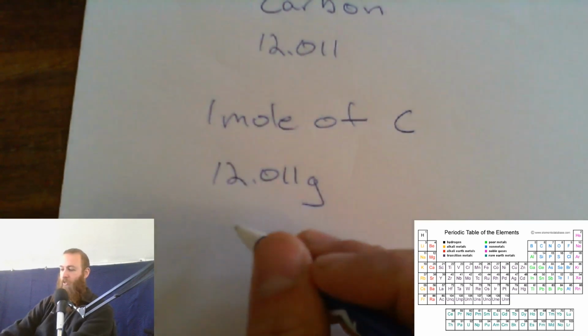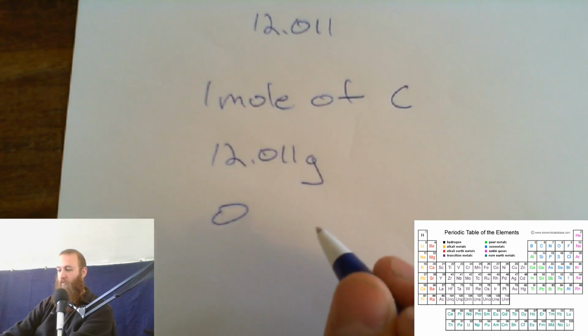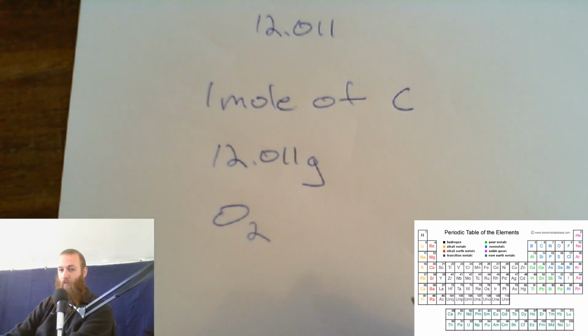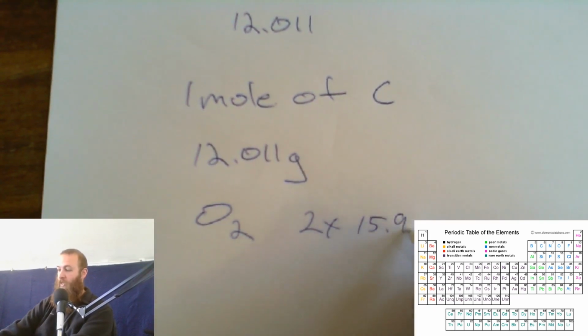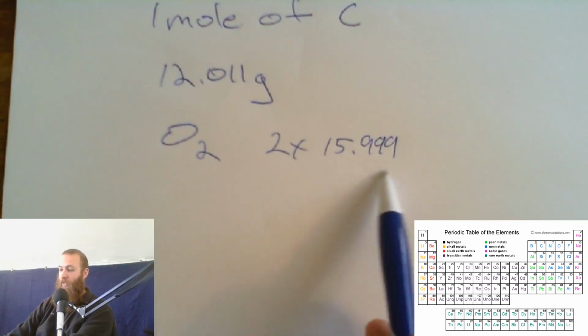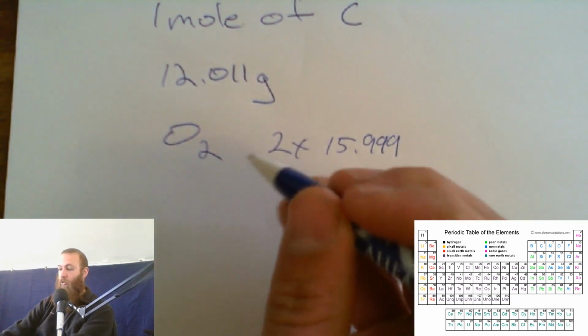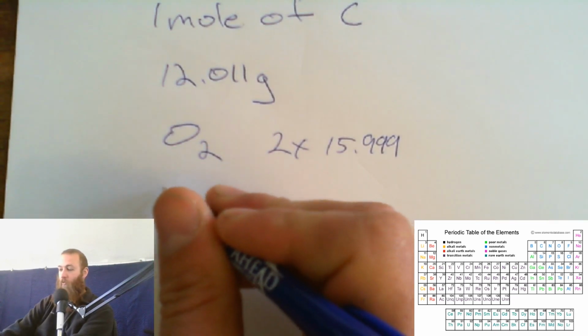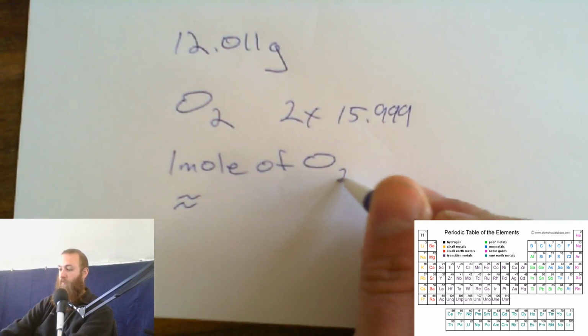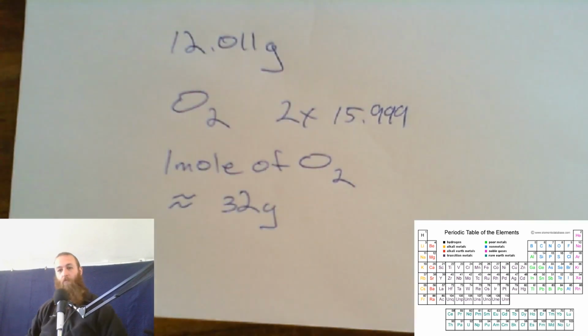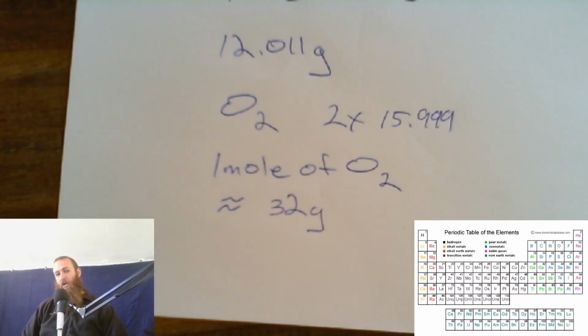So oxygen, 1 mole of oxygen. Keep in mind, oxygen is O2, right? It's one of your diatomics. So oxygen would be 2 times 15.999. Now, I got that 15.999 from the periodic table. So I'm just rounding here, you're looking at 1 mole of oxygen to be about 32 grams. So anytime you have an atom or a compound, you would just add up its masses from the periodic table, and that would be the mass of 1 mole.